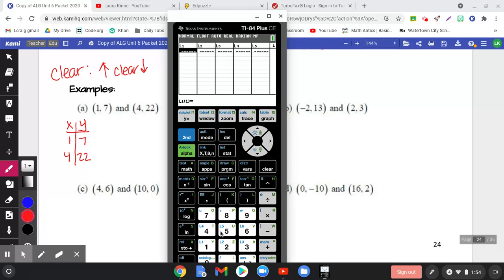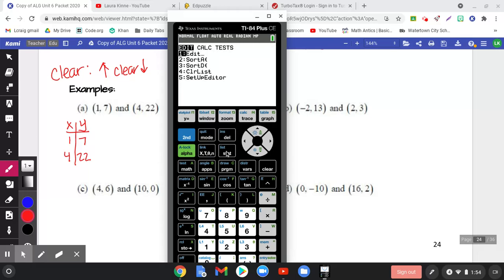Okay, so we'll put our numbers in. 1 and 4 were our x values. And then my y values that match, 7 and 22. Now, the reason I have you make a little table is because what I've seen in the past is people put the first point in L1 and the second point in L2. You need to put your x's in L1 and your y's that match in L2.